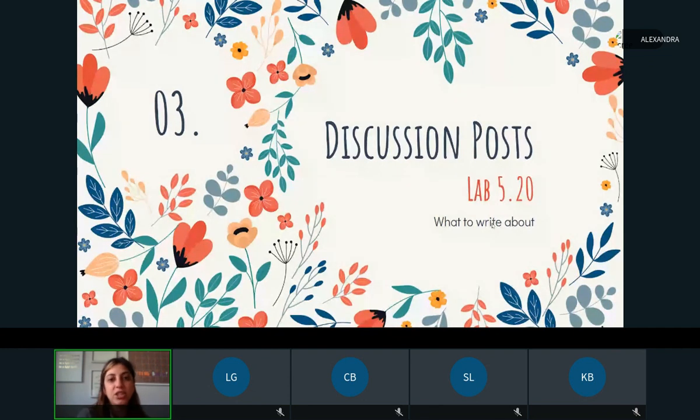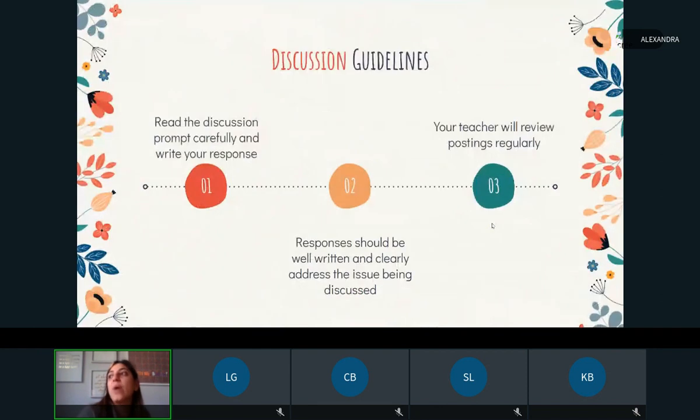After you've had a chance to conduct your experiment, then you can go on to your discussion post, which as of right now is not due until next week. So when you're doing your discussions, think about this, because a lot of people have been losing points for not writing their discussion post fully. That is reading the discussion prompt carefully and then writing your response. Your responses should be well written and clearly address the issue being discussed. That means answering all of the questions, not just one, maybe not just two. If there are 3 or 4, you should be having 3 or 4 answers within your post.